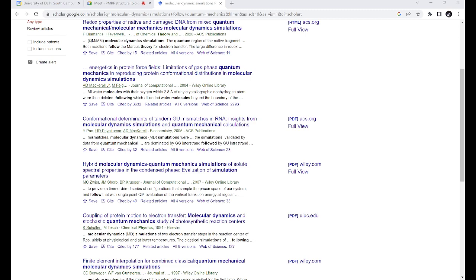Next is, which of the following is not an implicit solvent model? I have given you the list of implicit solvent models, where you have Poisson-Boltzmann solver, generalized Born model, Karplus EEF1 model, but the polarizable Drude model is not an implicit solvent model.